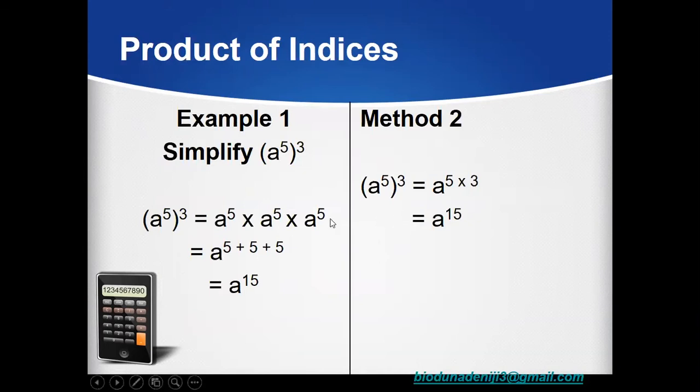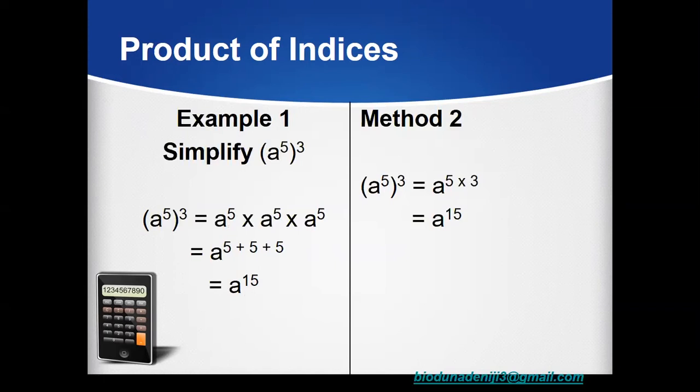Let's look at an example. Simplify a raised power 5 raised to power 3. If you recall the first law of indices that is called multiplication rule, when you have a raised to power 5 raised to power 3, what this simply means is that you should multiply a raised to power 5 by itself in 3 places. And when you do that, you would have a raised to power 5 times a raised to power 5 times a raised to power 5. Because in this whole expression, you have a common base in the terms, which is a, you write a and add the indices or the exponent together, and that will give you a raised to power 15.